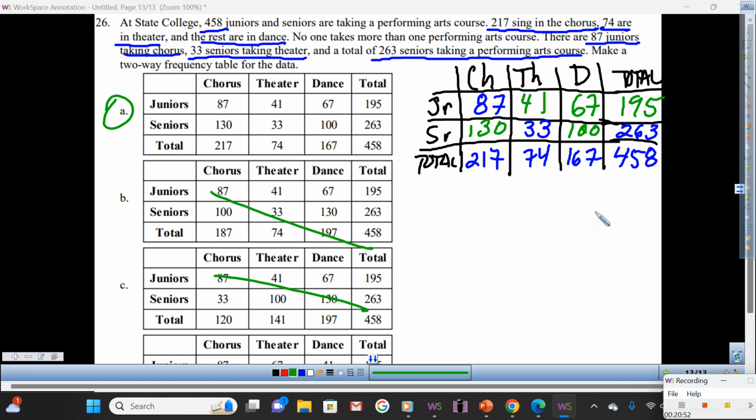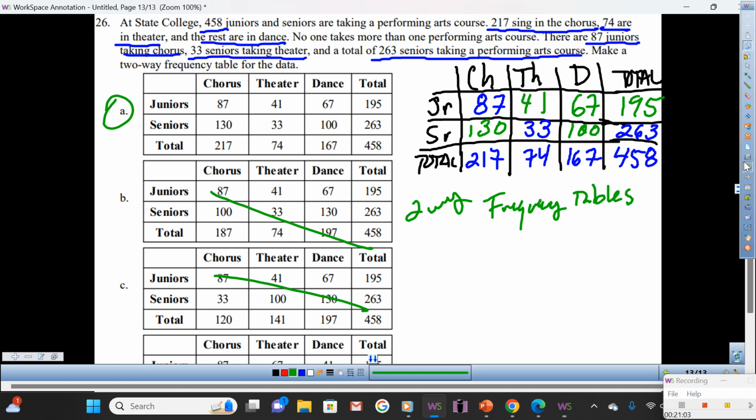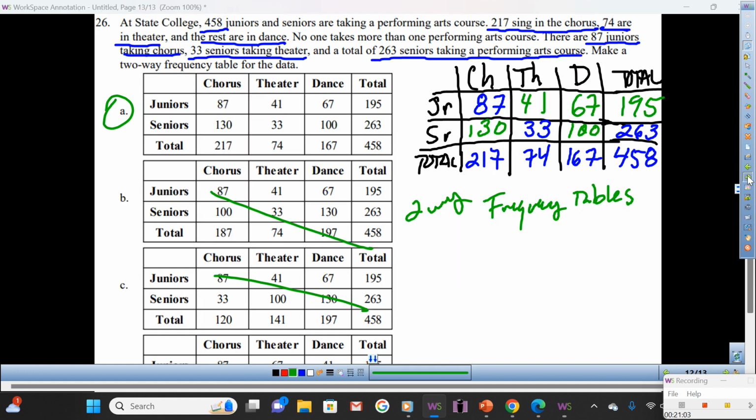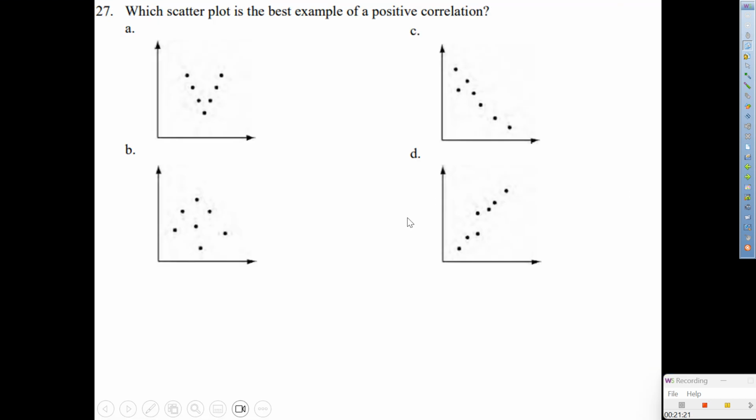Once again, answer was A. So once again, what are these called? These are two-way frequency tables. What was the previous one? The previous one is known as what? Relative frequency tables. All right. Let's move on.